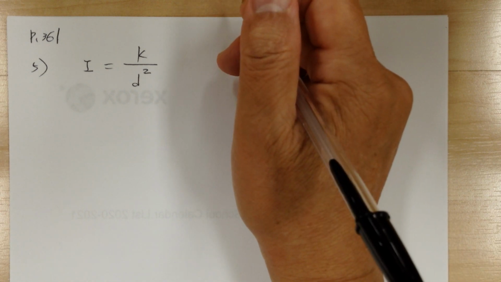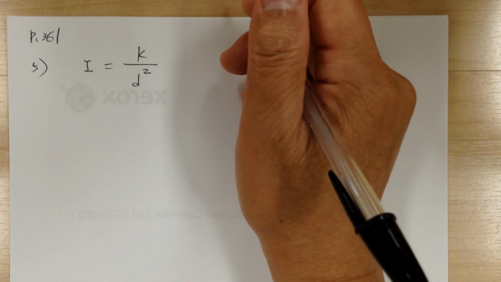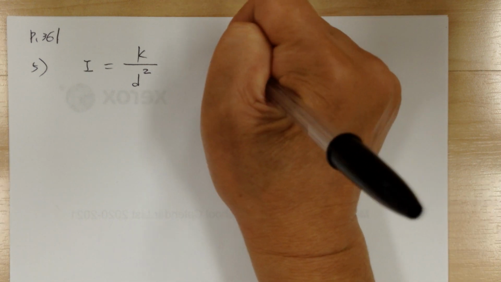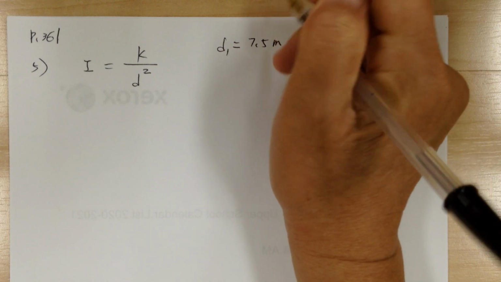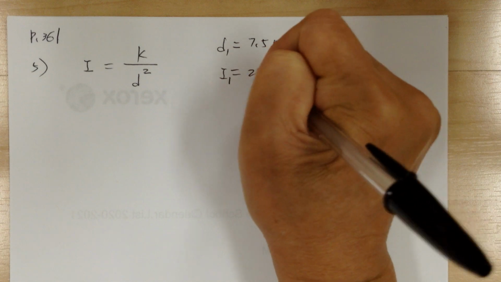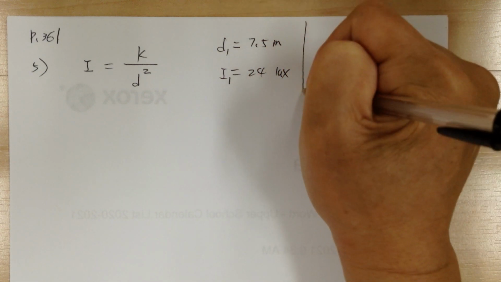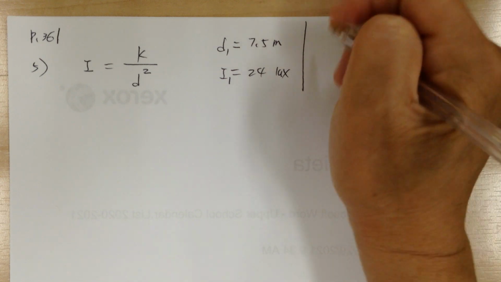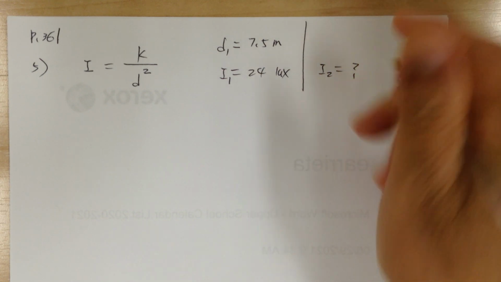Okay, now let's go and get our cases. So case 1 says a light meter 7.5 meters from the light, so distance is equal to 7.5 meters. The light source registers, so that's the intensity, registers 24 lux. Okay, so that's your first case. Now the second case is what intensity, so you're looking for the intensity.